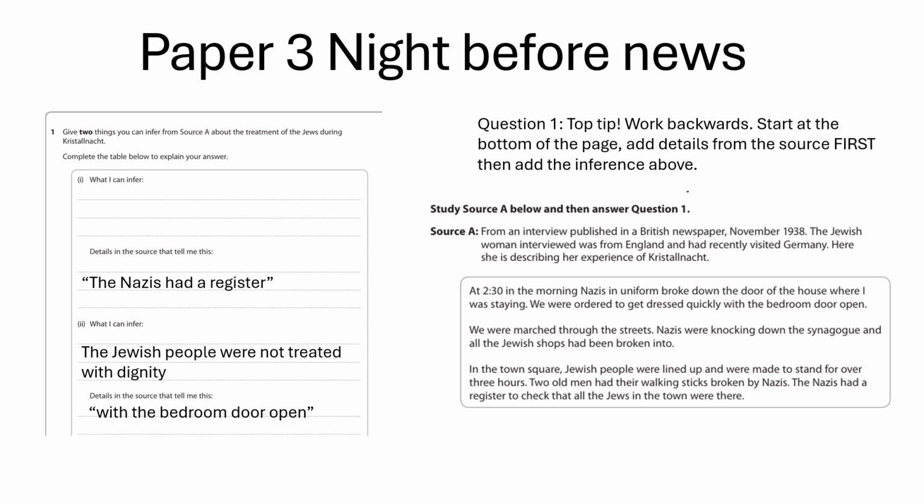My second detail was 'the Nazis had a register'. So then I would write my inference above that. And as you can see here, I think the Nazis had a register, the inference that I get is that the persecution was organised. So remember, work from the bottom up, put the details in first, and then add your inferences.